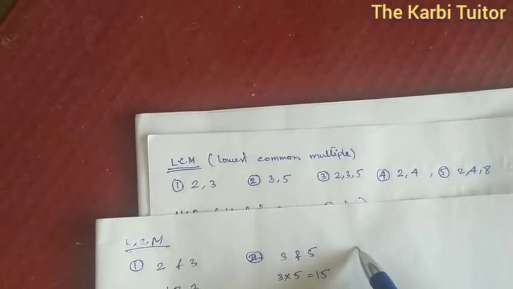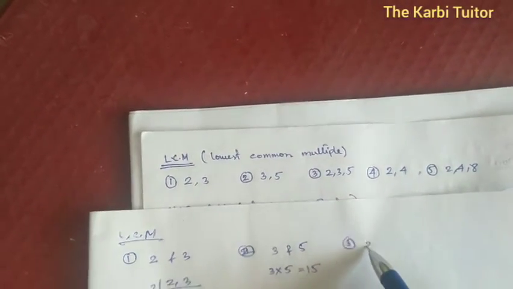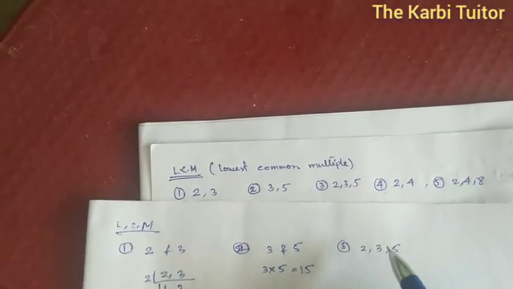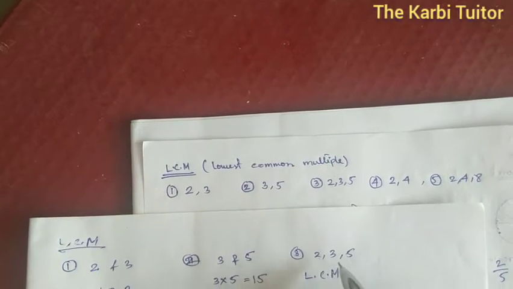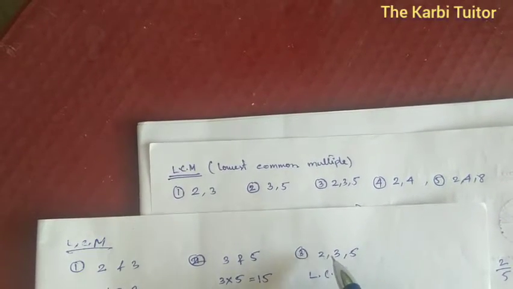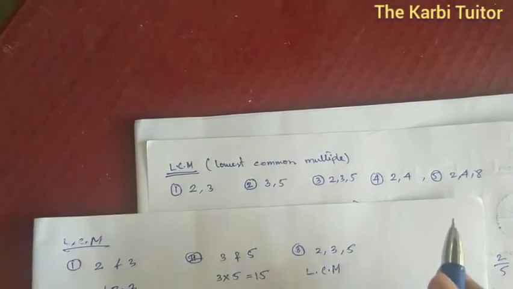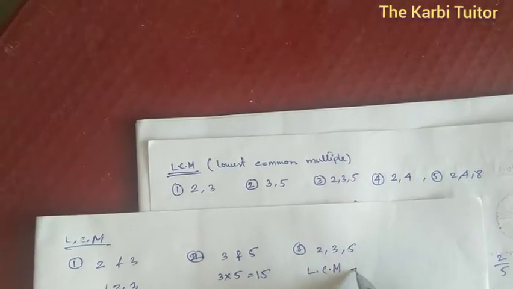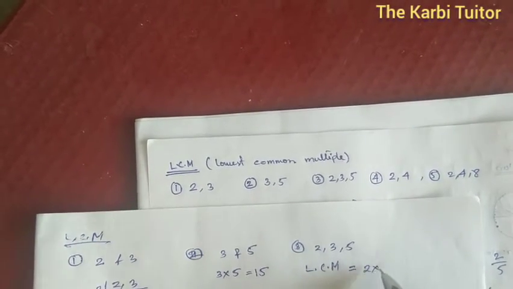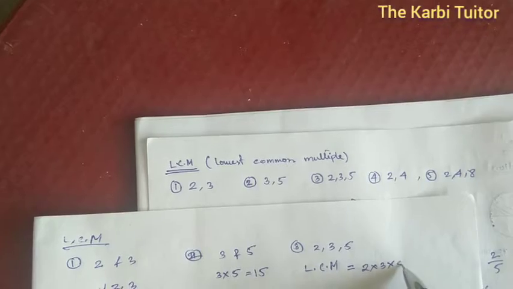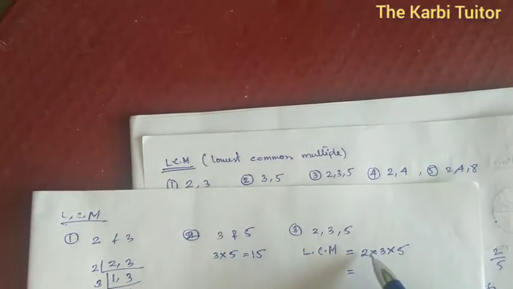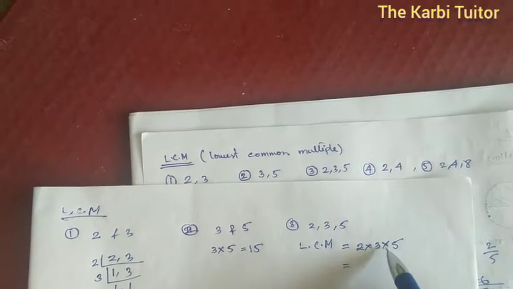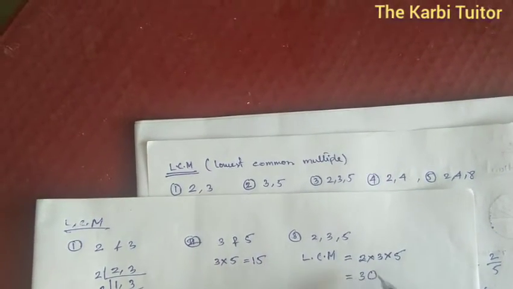Then let's see for 2, 3, 5. So their LCM will be, we know that 2 is prime, 3 is also prime, and 5 is also prime. So you have to multiply all these three: 2 into 3 into 5. So how much did we get? 2 threes are 6. 6 into 5 is 30.